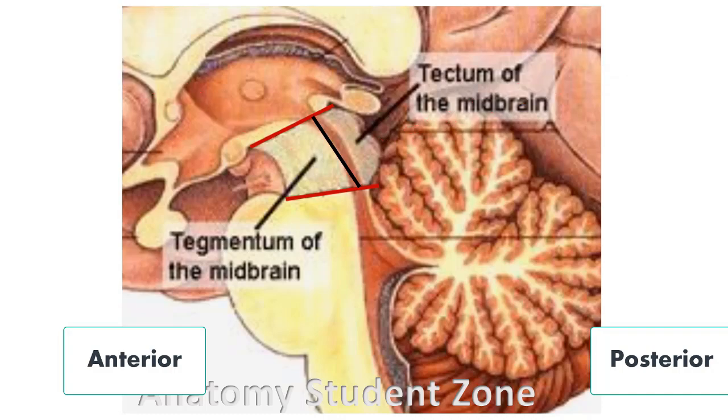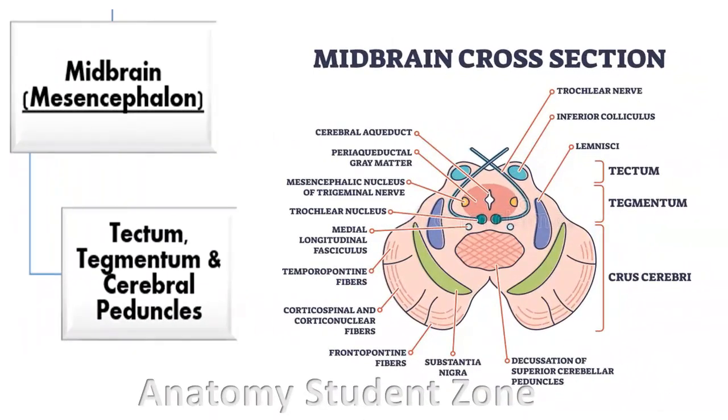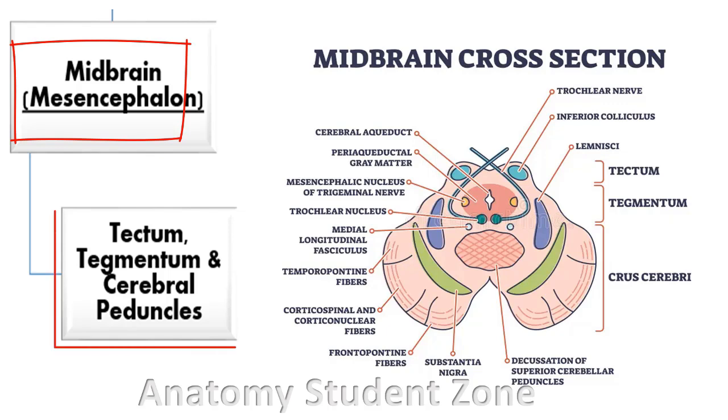So this is a cross section of a midbrain that you will have in your neuroanatomy books. You can see the tectum and the tegmentum over here. So that's why it's a midbrain, and you can observe the tegmentum, which is the ventral part, and the tectum, which is its dorsal part. If I summarize the midbrain, it includes the tectum, tegmentum and the cerebral peduncles as well. So these are also included in it.